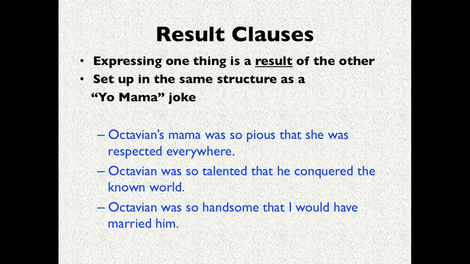And you can see how this sentence follows the structure of a quote-unquote yo mama joke. However, this is a very good example of a result clause. Other examples include Octavian was so talented that he conquered the known world, and Octavian was so handsome that I would have married him. That's true, by the way. You typically have the words so or such or to such an extent or something along these lines, which will help you set up your result clause, just as we have the traditional yo mama joke, your mama is so blank, that blank happens. The same thing goes here.